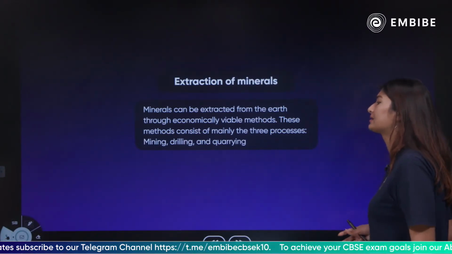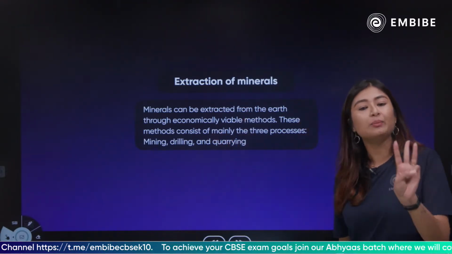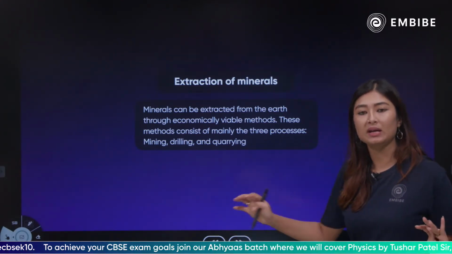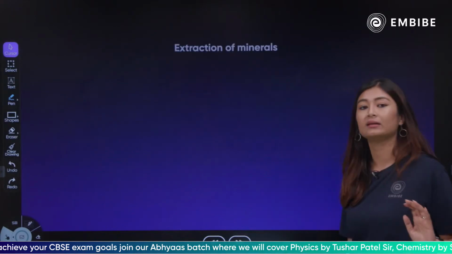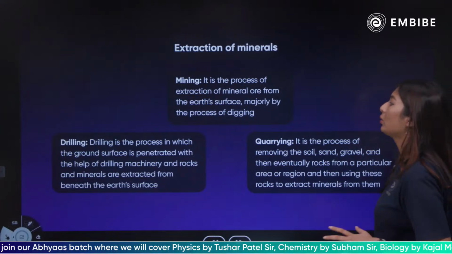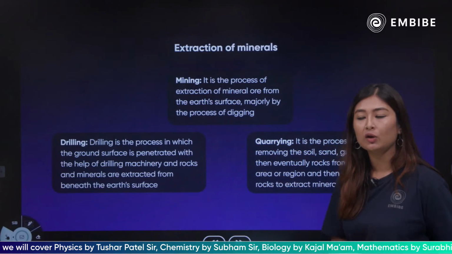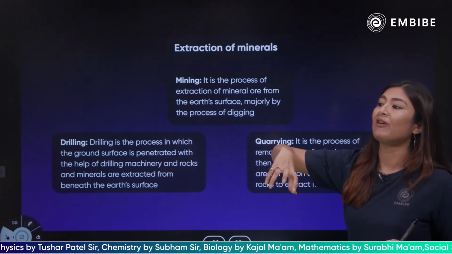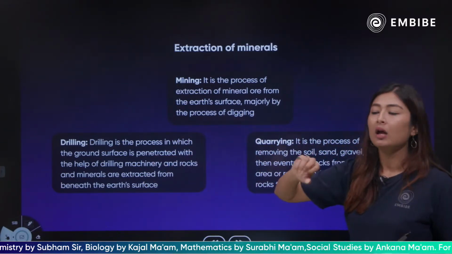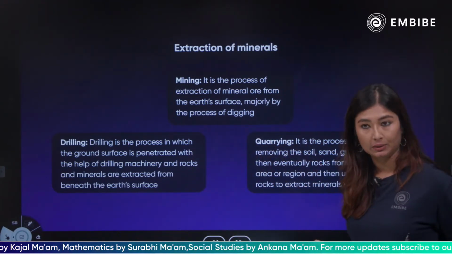These methods consist of mainly three processes: mining, drilling and quarrying. तो ये तीन process है, these are the three processes from which, from the earth surface or the water surface, we basically obtain these minerals that are present in the ores. Mining is the process of extraction of mineral ore from the earth surface, majorly by process of digging. So you keep digging, you keep finding the coal, you keep finding the rocks which has bauxite, you keep finding the rocks which has iron. ये deposits आपको मिलते जाएंगे. You keep on digging and you keep obtaining it.